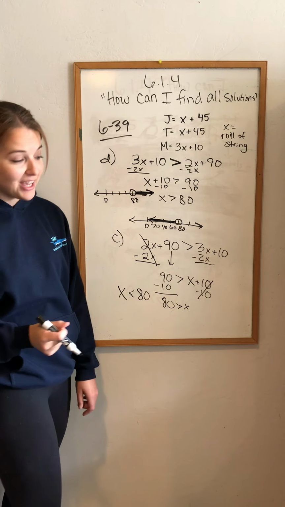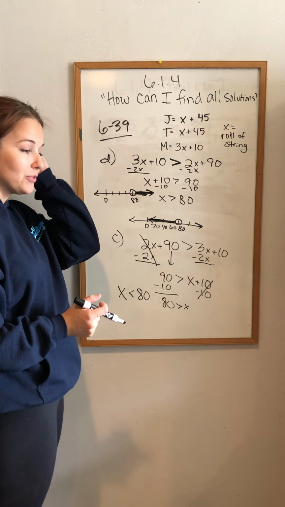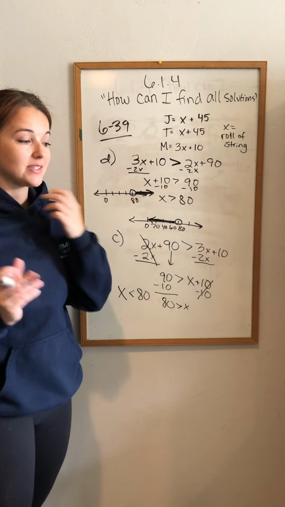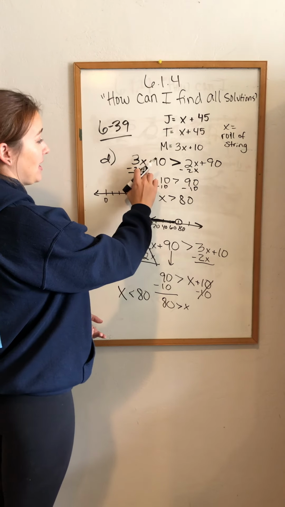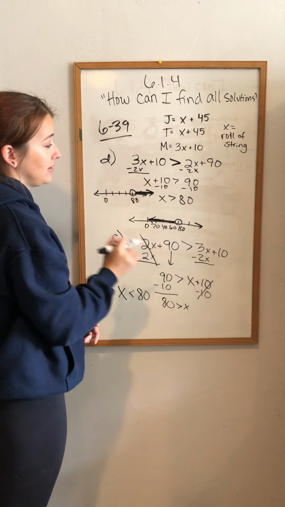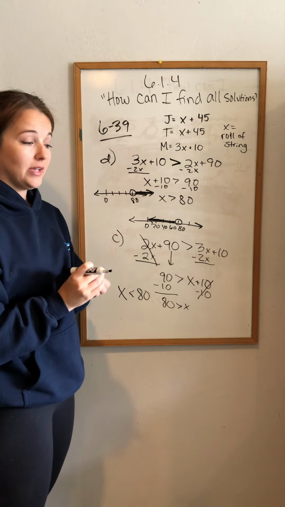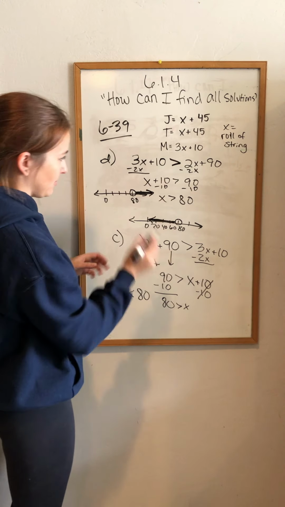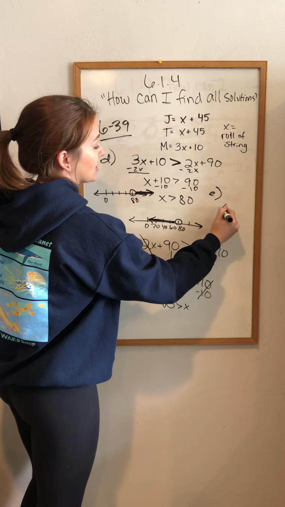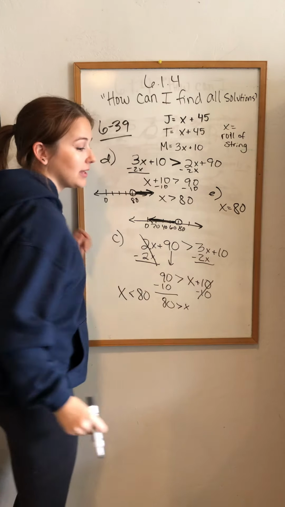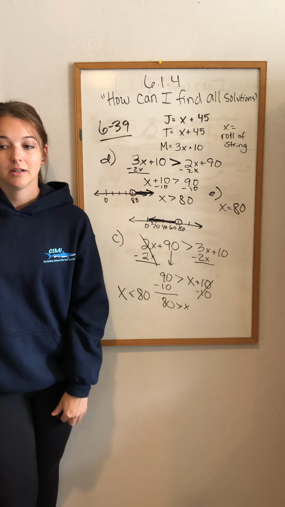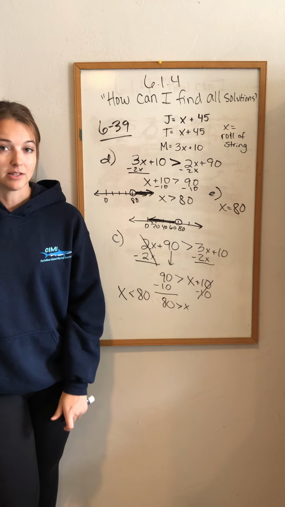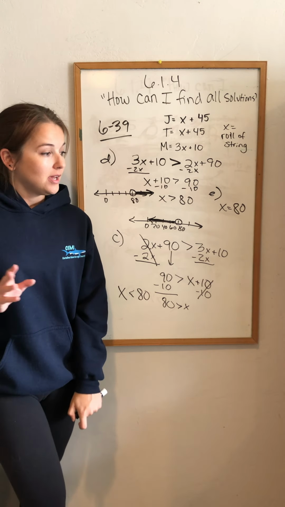For part E, it says, what length would the roll of string have to be for the girls' kites to fly at the same height? It would have to be 80, because if we plugged in 80 here and 80 here, they would be equal, and they would be flying at the same height. So I'm going to put part E right here. x would have to equal 80. Okay, that was kind of a lot, and I'm going to stop there because that is the last problem we had to do.